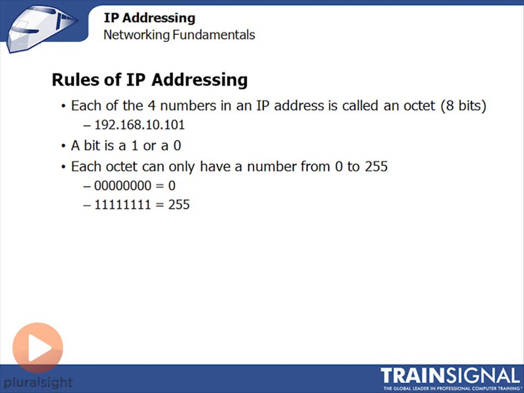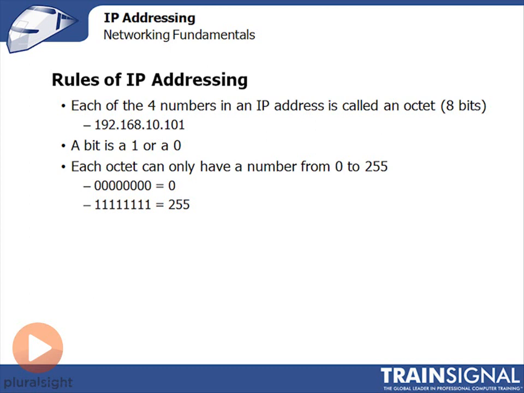I already mentioned to you that each of the four numbers in an IP address is referred to as an octet, meaning each of the four numbers is actually an 8-bit binary number. A bit in binary is a 1 or a 0, and each octet, or each number in an IP address, can only range from 0 to 255. Hey, I think we've seen those numbers somewhere before. Oh yeah, that's right, in the subnet mask. Remember we saw it was all 255s or zeros?